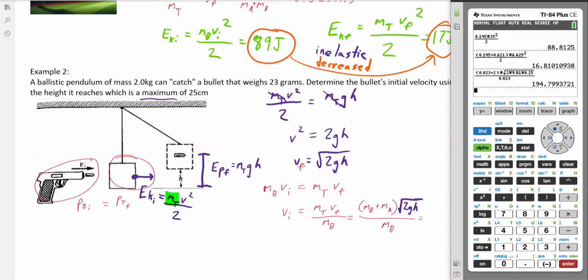There you go. And yeah, it looks like we're a little slow for a real life bullet. So maybe this is an air gun or something. This seems a little bit slow, but that's okay. I tried to keep the numbers realistic-ish. It's not perfect. 2 sig digs though, so it should be 1.9 times 10 to the 3 meters per second.